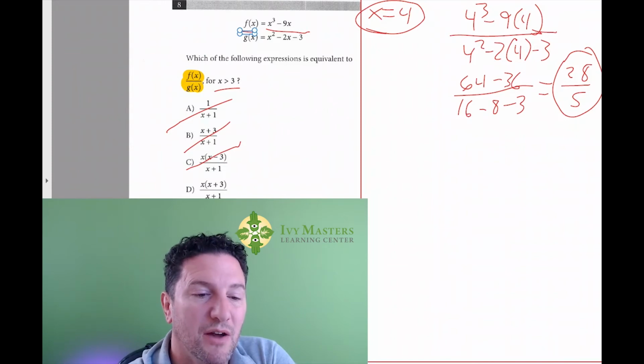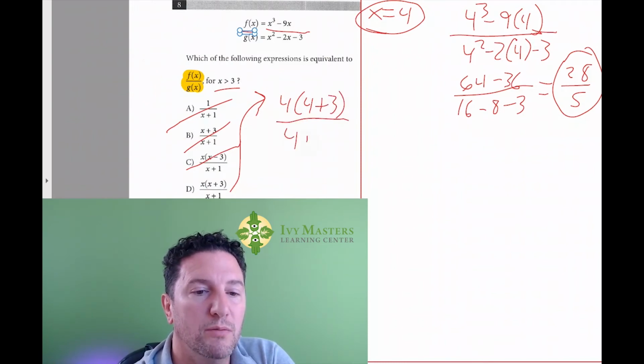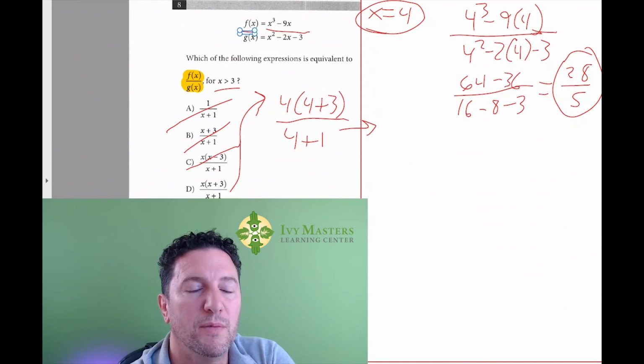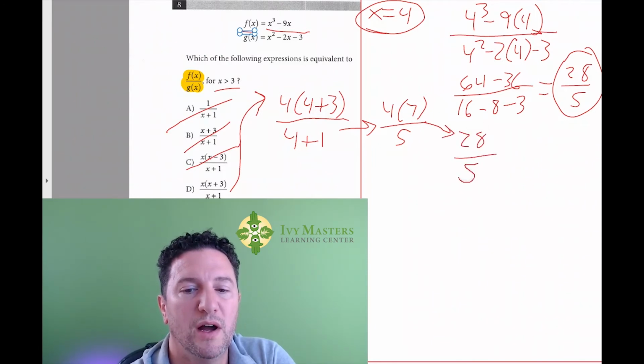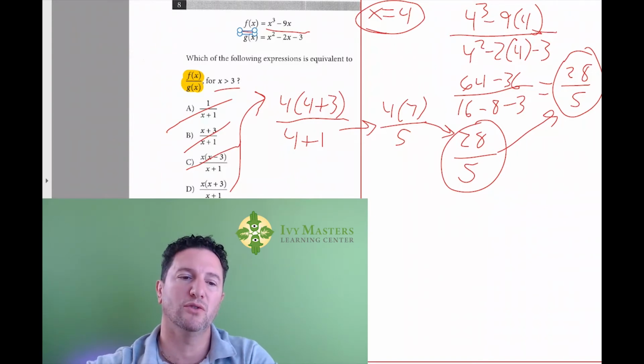So I could know pretty immediately that my answer is D. And check me out, I'm going to plug it in and show you. It's 4 times 4 plus 3 over 4 plus 1. What do I get from there? 4 times 7. 4 plus 1 is 5. What do I get from there? 28 over 5 matches my answer. Boom! That's your solution, D.